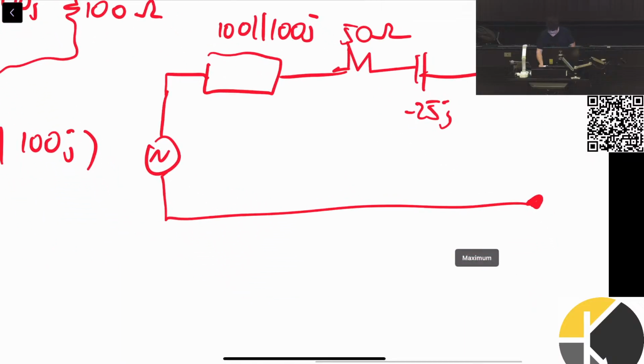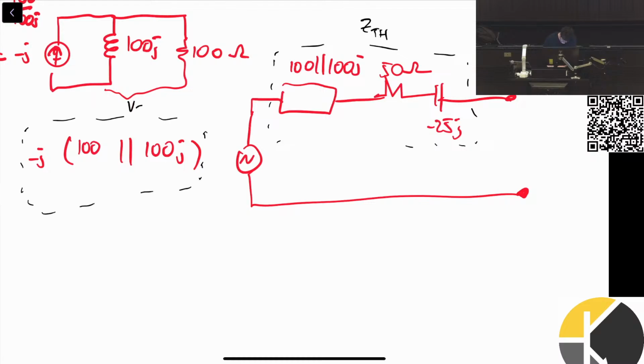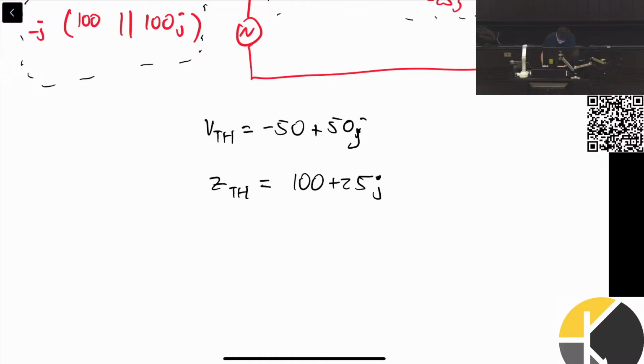All right. Okay, so the next thing we're doing is we're just going to identify V-Thevenin and Z-Thevenin. In here, it's actually quite trivial. This is our Z-Thevenin, and this is our V-Thevenin. Now, I could do all the complex numbers for you, but luckily I have it all written down already. V-Thevenin is equal to minus 50 plus 50J. And Z-Thevenin is equal to 100 plus 25J.